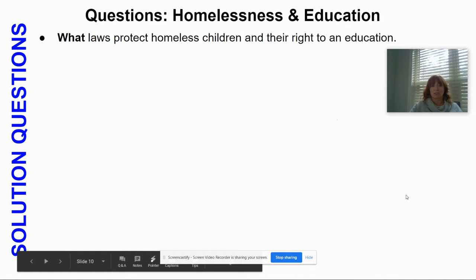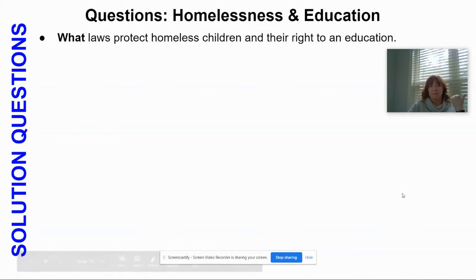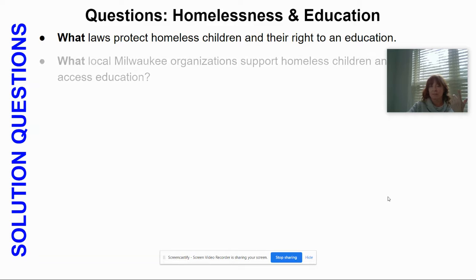So, when I'm looking at my questions, some of my solution questions included: what laws protect homeless children and their right to an education? Laws are a really important thing to ask about. So, ask about that in your topic. If you're doing puppy mills, ask what laws exist to limit or prohibit the use of puppy mills. If you're doing designer babies or genetic engineering, what laws govern that? If you're doing breast cancer, what laws provide treatment options for people who don't have insurance? So be thinking about the legal system as you're looking for solutions if that's relevant to your topic.